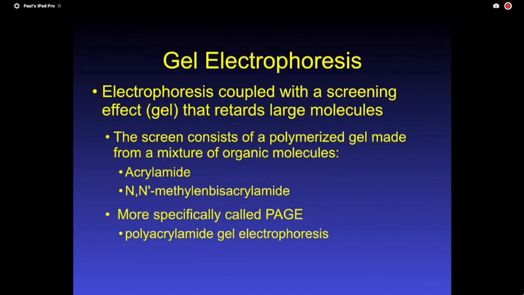What we really think about more often is what's called SDS page. Okay? And so I will talk about what the SDS page means next time and go through that process.